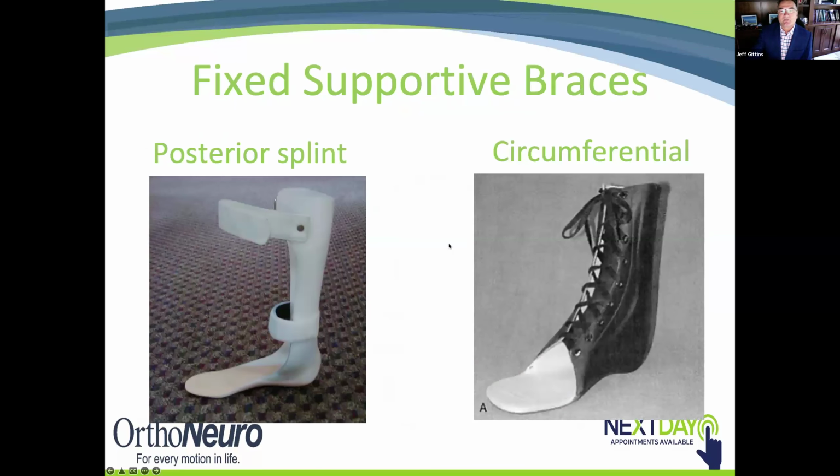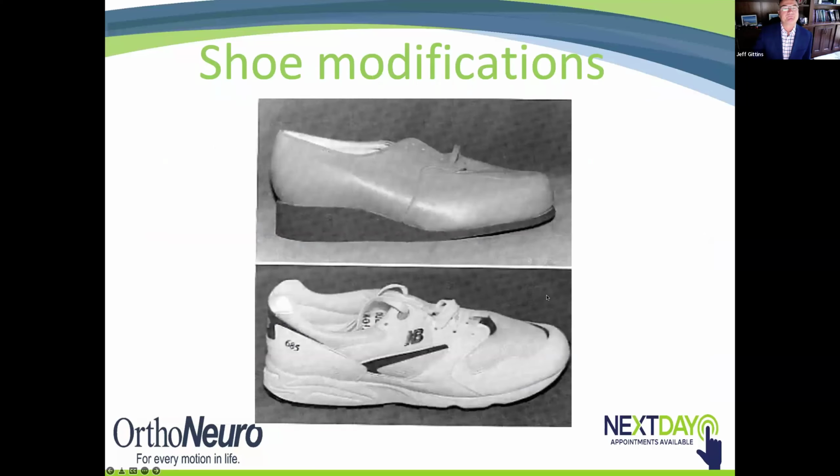When we move towards fixed supportive braces, they tend to be more rigid and more confining. This is an AFO, or an ankle foot orthosis type of brace on the left-hand side, otherwise known as a posterior splint. These are all braces that are typically going to be custom made for the patient. When we move to the right-hand side of the screen, this is considered a circumferential brace. It's made out of leather. It may have some struts or some metal strapping to it, but also laces up. It's very rigid leather, and we typically call this an Arizona type of brace.